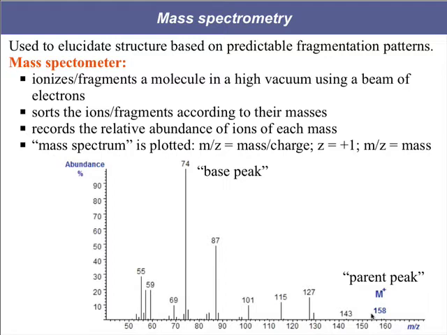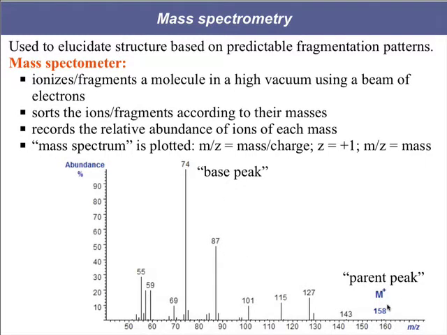The other feature that we often look for is the base peak. The base peak is not the smallest peak, but it is in fact the largest abundance peak. So it has nothing to do with the molecular weight. The parent peak has the highest molecular weight, the base peak has the highest abundance.